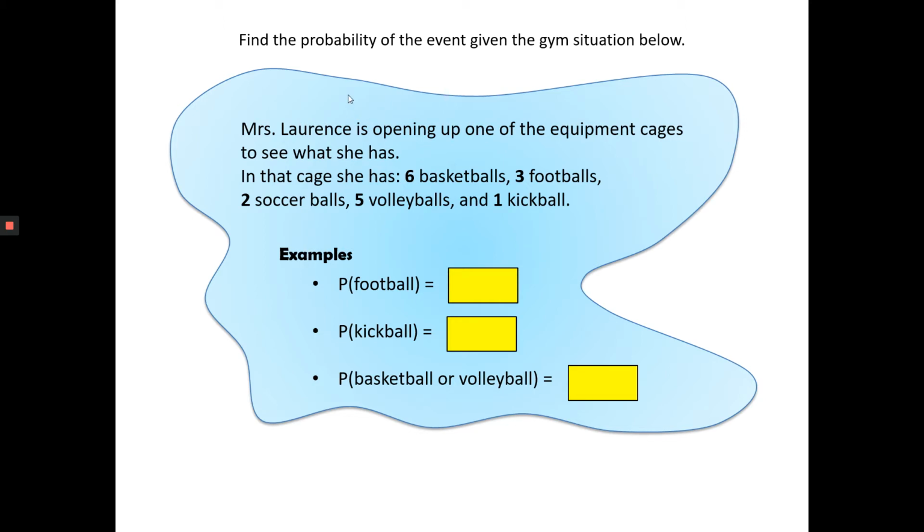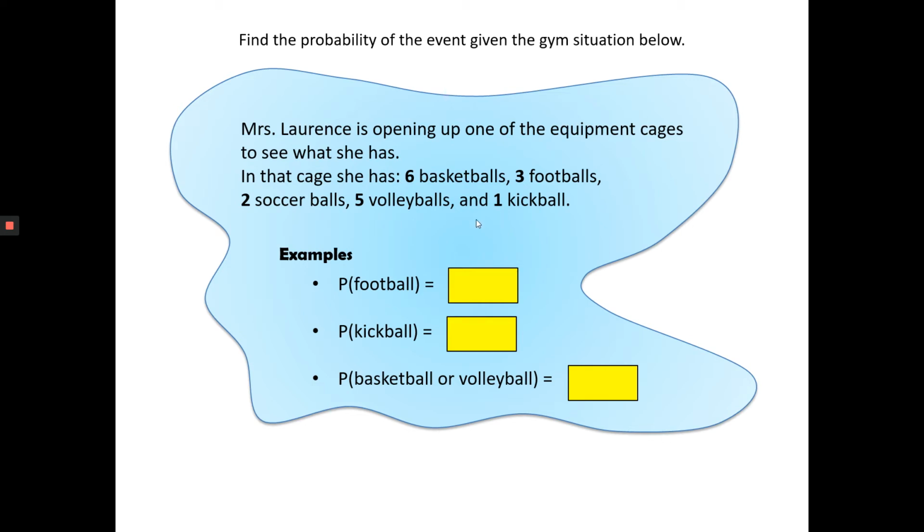All right, so let's see what the gym teacher's got for us in the cage. In the cage, she has 6 basketballs, 3 footballs, 2 soccer balls, 5 volleyballs, and 1 kickball in this particular cage that she has. So, how many total outcomes possible or things are there that we could get out of this cage? We've got to add up 6 plus 3 plus 2 plus 5 plus 1.